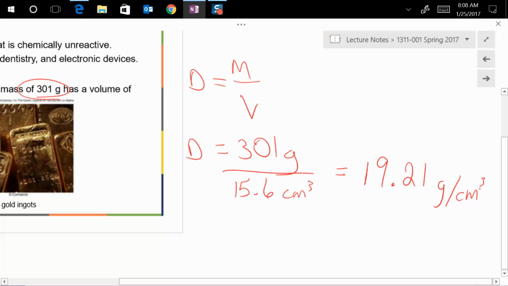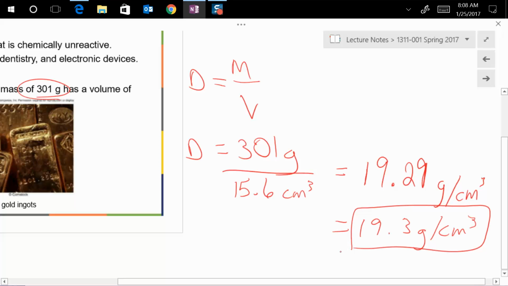Now, how many significant figures should I keep in my answer? 3, right? Because how many do I have here? 3. How many are here? 3. So my answer should have 19.3 grams per centimeter cubed, 3 significant figures. Okay? The significant figures for that were easy to count. There are no questionable zeros. Okay? All right. Was there a question? No?